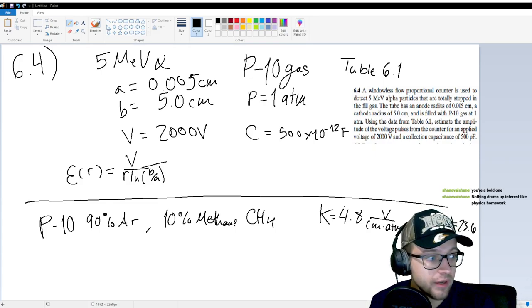So the way we can start this problem, because we're estimating the voltage pulses, right? Yeah, we're estimating voltage pulses. So, we are working with 6.0.